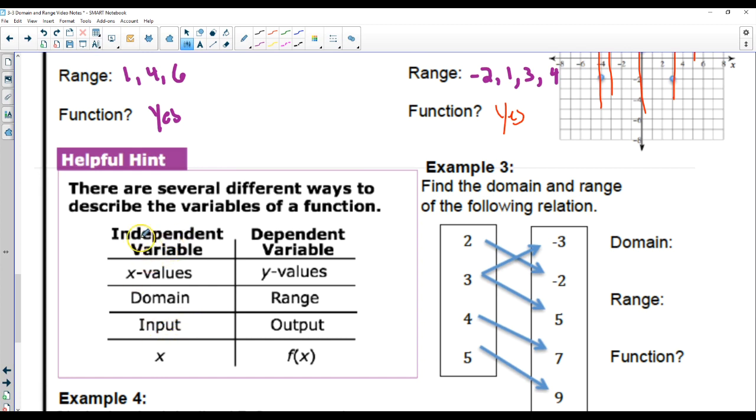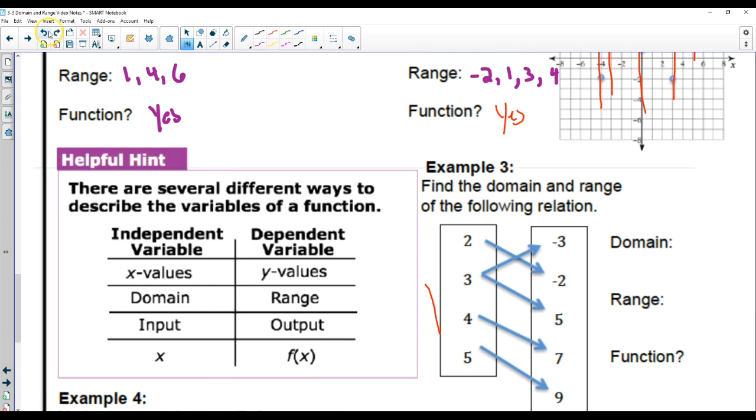That's also your independent variable if you're thinking in science terms. Your dependent variable relies on what you put in for your x value. So it's your y value, it's your range, it's also your output, because what you plugged in for your independent variable resulted in this output. You can also sometimes see it written as f of x, as we've discussed before.